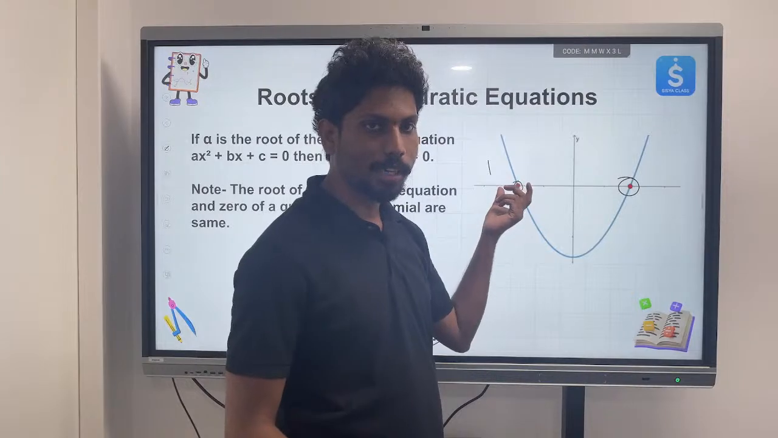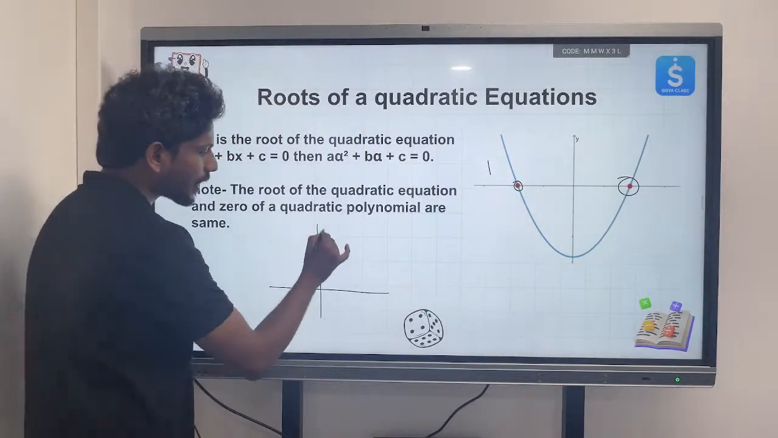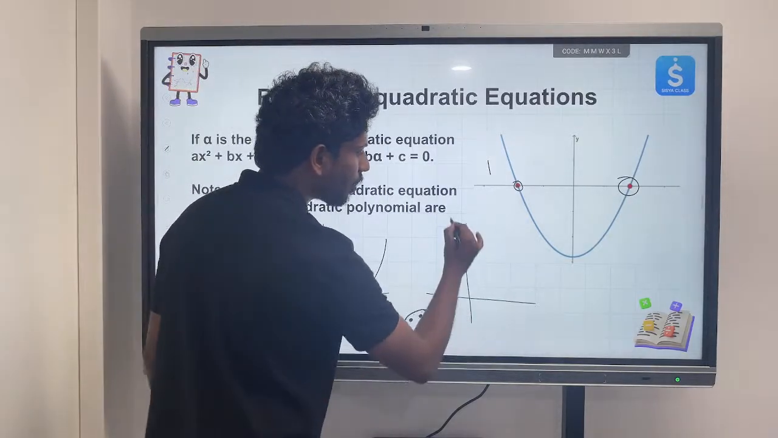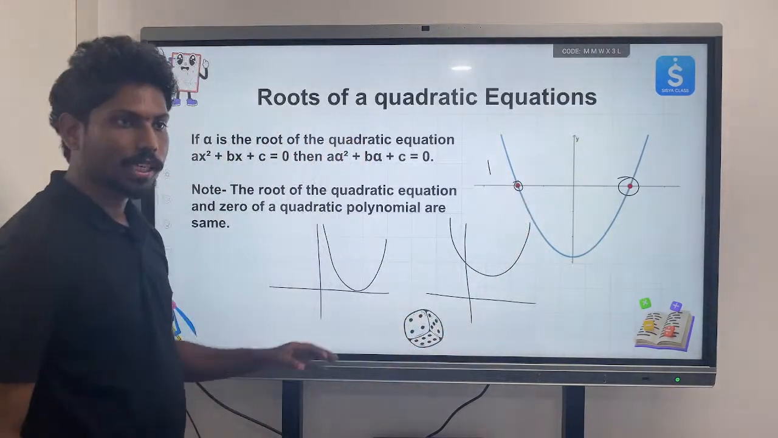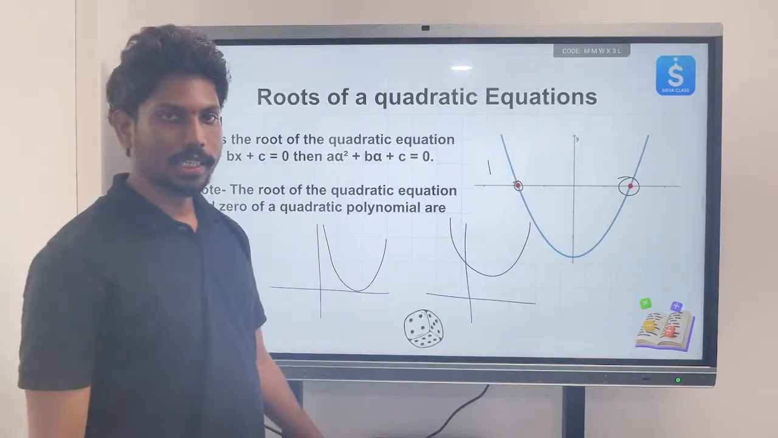Only 2 times, or we can take some different possibilities also. How many times is it intersecting here? It is intersecting at only 1 time. And how many times is it intersecting over here? It is intersecting 0 times. There is not even 1 time that these two parabolas are intersecting, right?